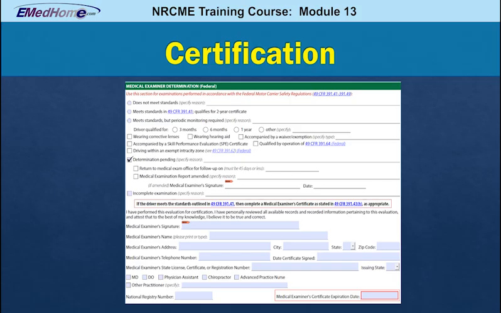Determination pending is used when a medical examiner examines a driver and needs more information to make a qualification decision. Using this category provides the medical examiner with up to 45 days to collect the information needed to make a qualification decision.